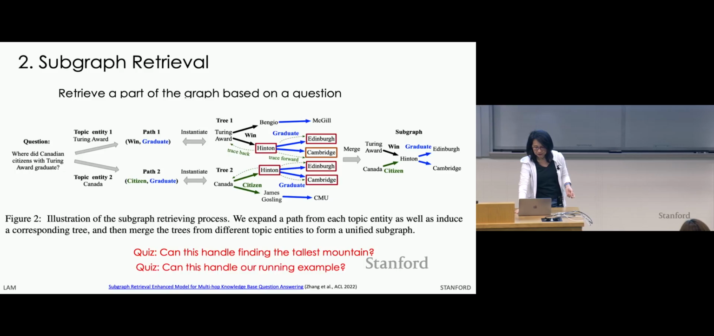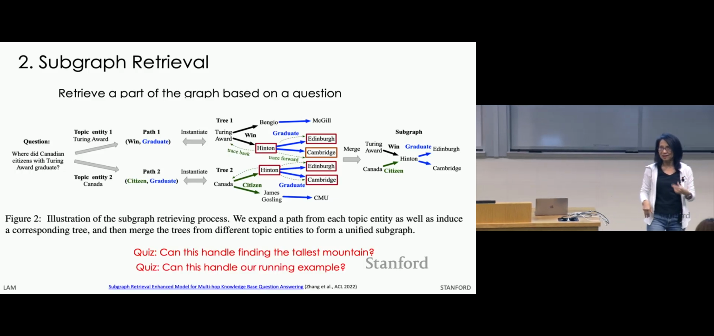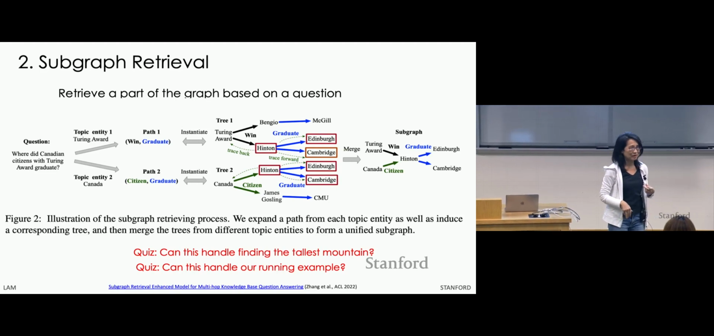What about our running example? How can we handle the running example that we just talked about? Compiling the table of people and the number of students for each instrument.